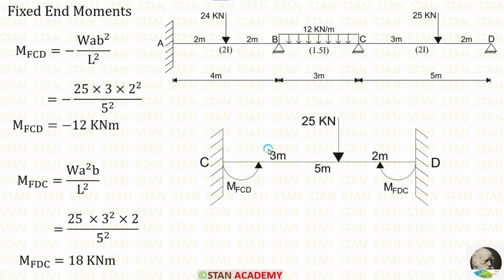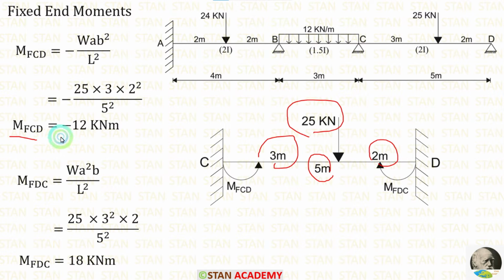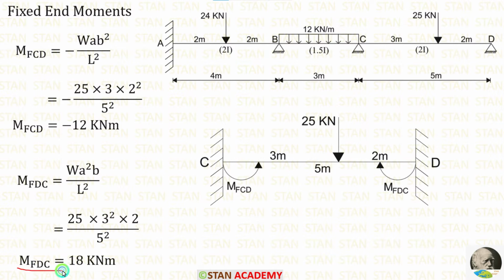Let us apply the values inside the formulas. W is 25, A is 3, B is 2, L is 5. After applying the values inside the formulas, we are getting M of CD is equal to minus 12 kilonewton meter and M of DC is equal to 18 kilonewton meter.